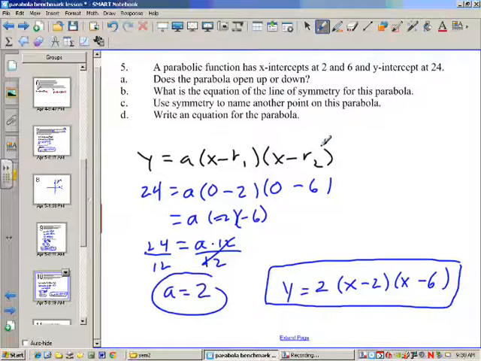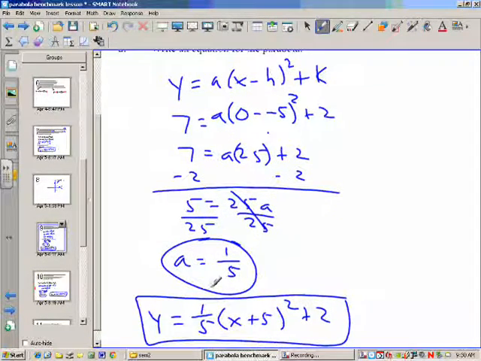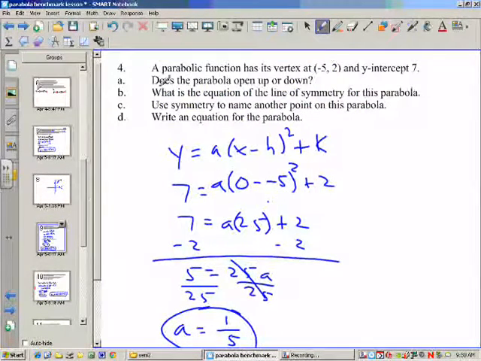What's the equation of the line of symmetry? A very valuable thing, especially from vertex form. We can just say x equals h. In this case, h is negative 5. We know that even from up here. So the equation for the line of symmetry is x equals negative 5.